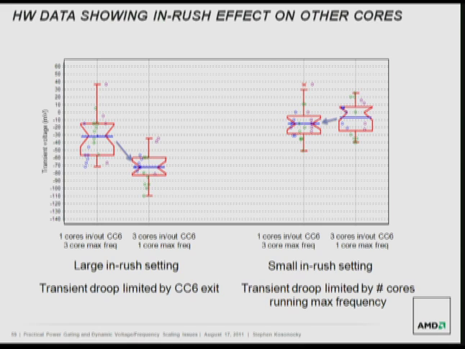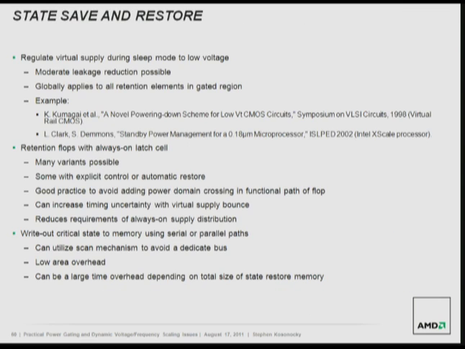We're checking the max frequency. Then from that we can estimate the transient voltage effect of that one core going in and out of CC6 on the other cores. And if we turn all 3 cores, let's say, to go in and out of CC6 and use one core as a voltage monitor, we can see a pretty large transient drop there. But if we go to a small inrush setting, we actually don't see that drop anymore. And then we see that the frequency is really limited just by the number of cores running at max frequency. So that becomes a non-issue now because we've taken away that transient issue.